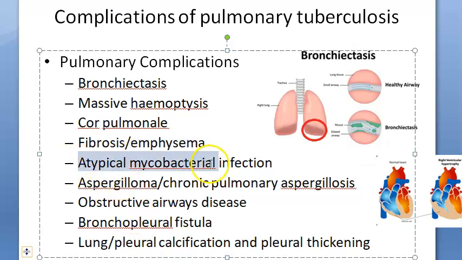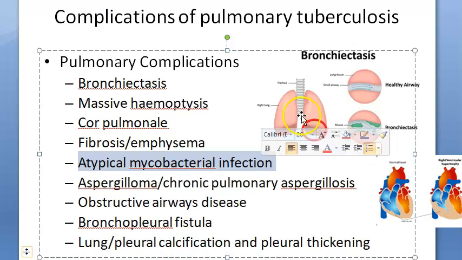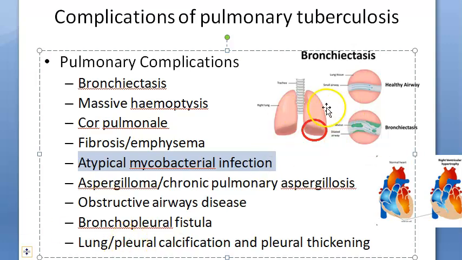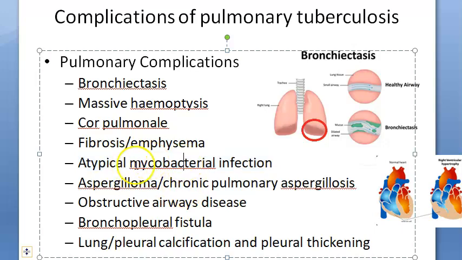Then we are proceeding, guys. Are you okay? Are you happy? Very good. Think about what can happen. Now here in the lungs there is Mycobacterium tuberculosis bacteria sitting. They are saying other infections can happen, like atypical mycobacterial infection.